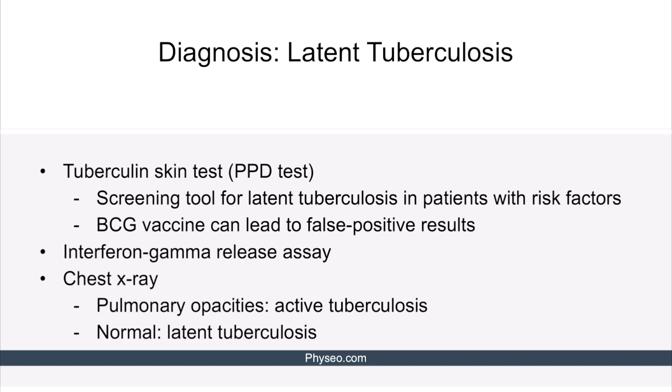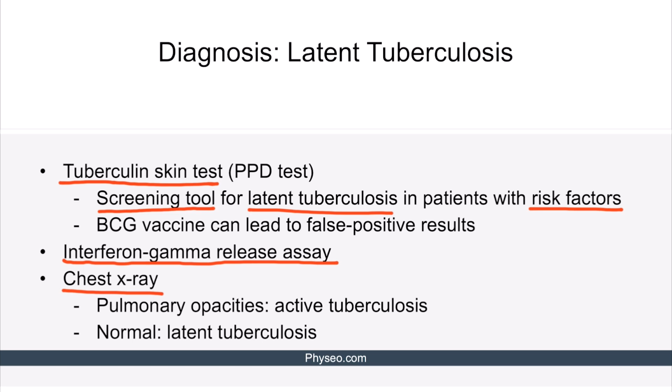Patients with latent or asymptomatic TB can be tested with either a tuberculin skin test, also known as the PPD test, interferon gamma release assay, or a chest X-ray. The tuberculin skin test is a screening tool for latent TB in patients with certain risk factors, which we'll discuss on a subsequent slide. Importantly, the BCG tuberculosis vaccine can lead to false positive results because it contains tuberculin antigens that can trigger a strong enough immune response to cause significant skin induration following the tuberculin skin test.